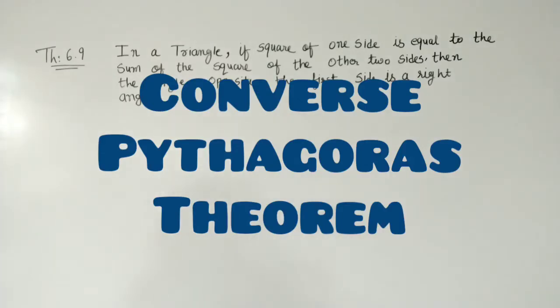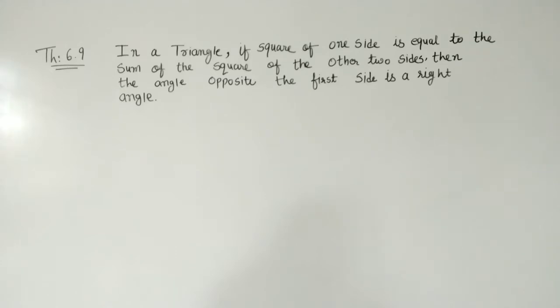This is called the converse of Pythagoras theorem. In a triangle, if the square of one side is equal to the sum of the squares of the other two sides, then the angle opposite to the first side is a right angle. By reading this statement, as always, we do not understand what is given and what we have to prove. So let us draw the figure.